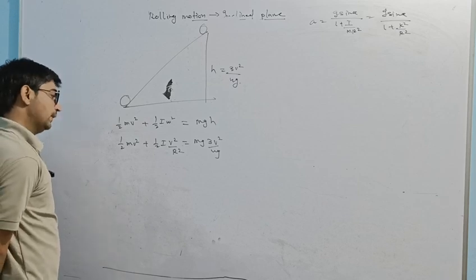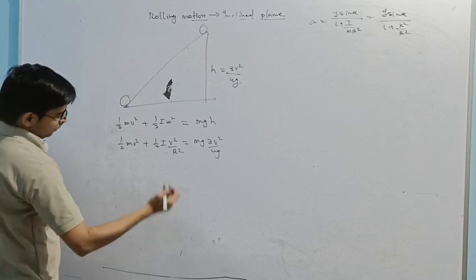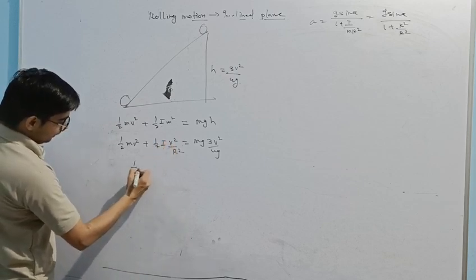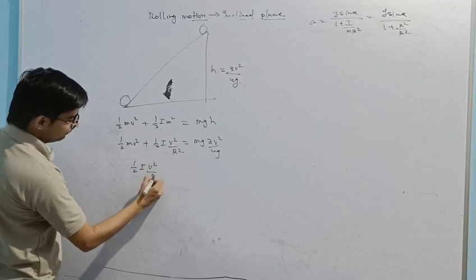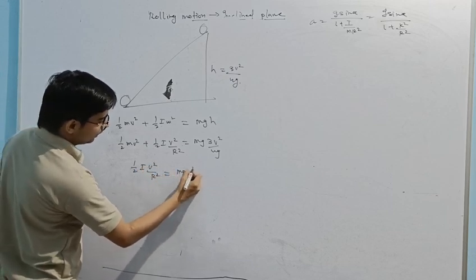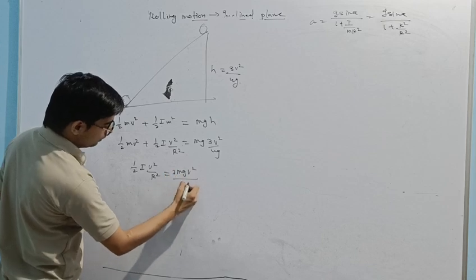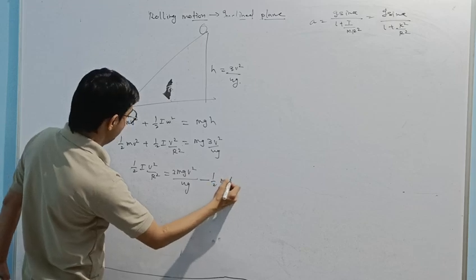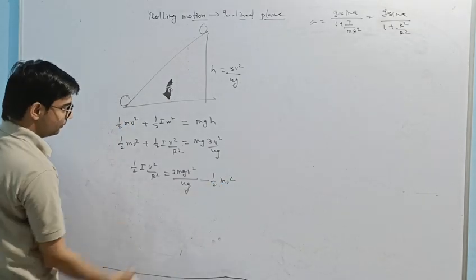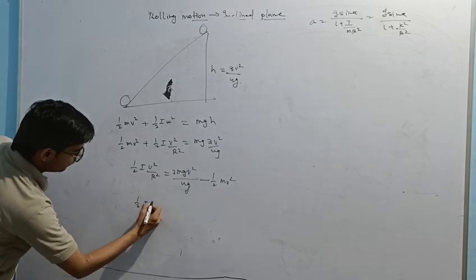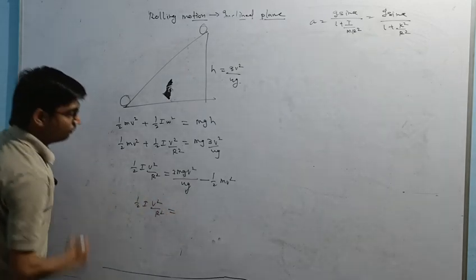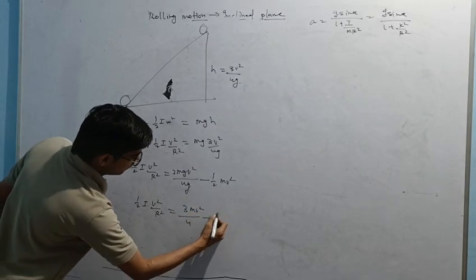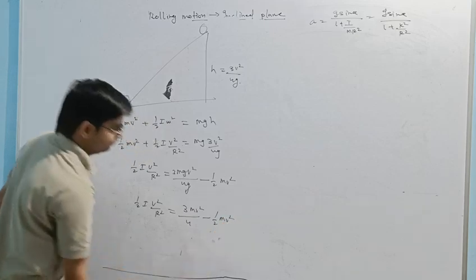Okay. Now we have to find the value of I. So take this term on the left side only. 1/2 I v square upon r square is equal to m into g into 3v square upon 4g, minus 1/2 m v square. g and g cancel out. So 1/2 I v square upon r square equals 3m v square upon 4 minus 1/2 m v square.